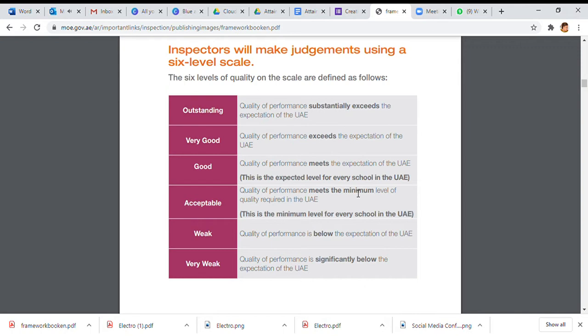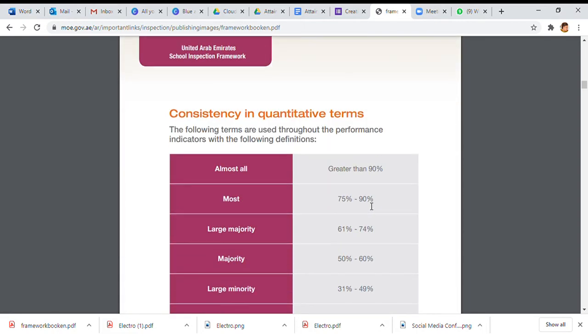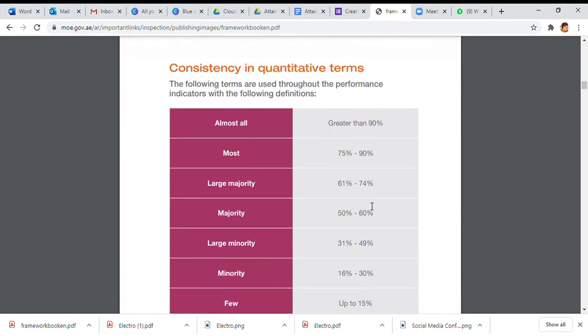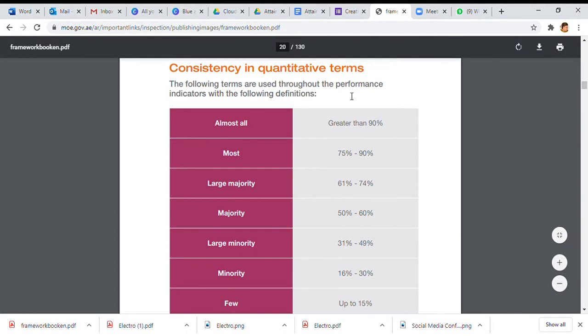Now, we're going to go back and focus on page 20 for a quick second because this is very important. It's consistency in quantitative terms, which means in your conversations with inspectors, if you're talking or if you even put in your CEF, hey, almost all of our students are achieving at grade level. The word almost all directly quantitates towards 90%. So while you might use the word almost all, inspectors are going to hear 90% and they're going to do their inspection based upon that number.